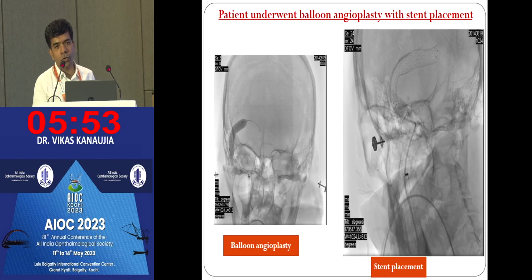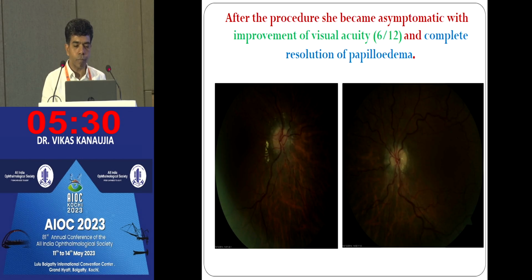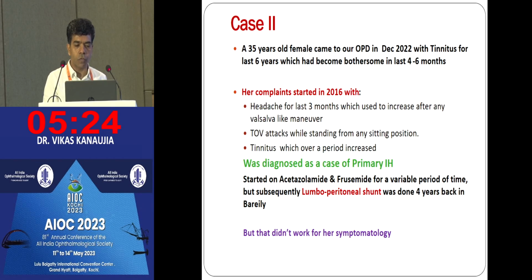So what was done? Just like in coronary angiography, a stent was placed through that catheter. A balloon was placed to inflate that sinus, and the stent was placed. As you can see over here, the mesh is the stent in the transverse sinus. So the symptomatology of the patient was also relieved. This is the post-stenting venogram, which shows a patent transverse sinus. So the papilledema resolved, the vision further improved to 6/12, and the RNFL shows further decrease.